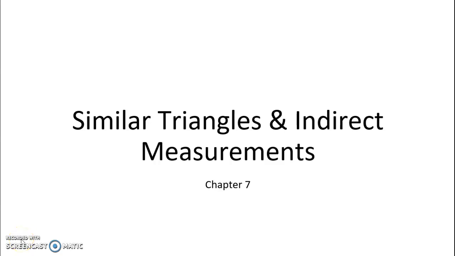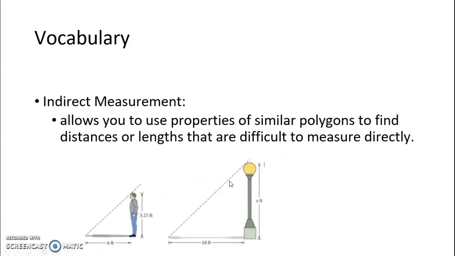Alright, so we're going to talk about similar triangles and indirect measurement in this lesson. And moving on to this vocabulary section here. Indirect measurement allows you to use properties of similar polygons, so today that's often going to be triangles, to find distances or lengths that are difficult to measure directly.